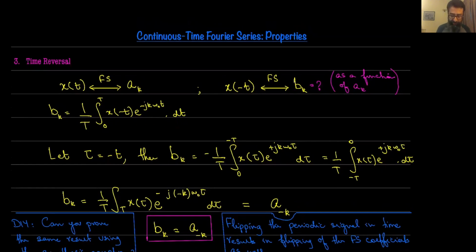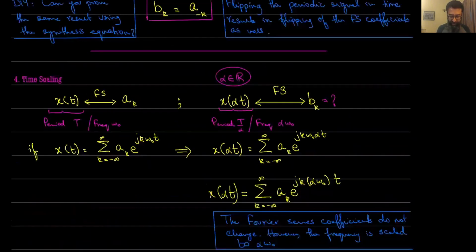So the bottom line is, if x of t has period capital T, x of minus t has exactly the same period. Okay. On the other hand, if x of t has a period capital T, okay, Jamshed, let me move on. I can explain this to you a little later. Okay.